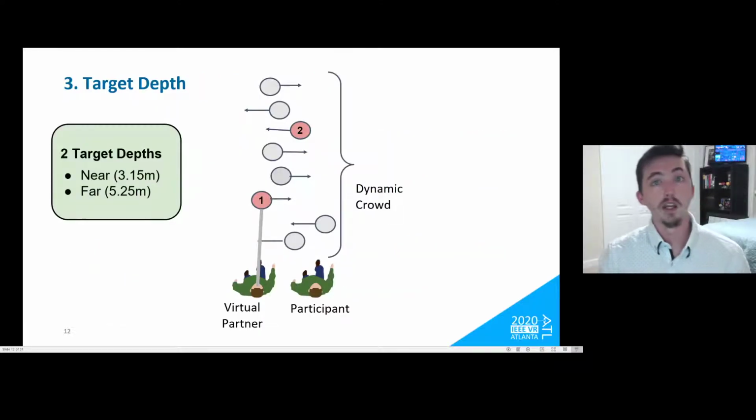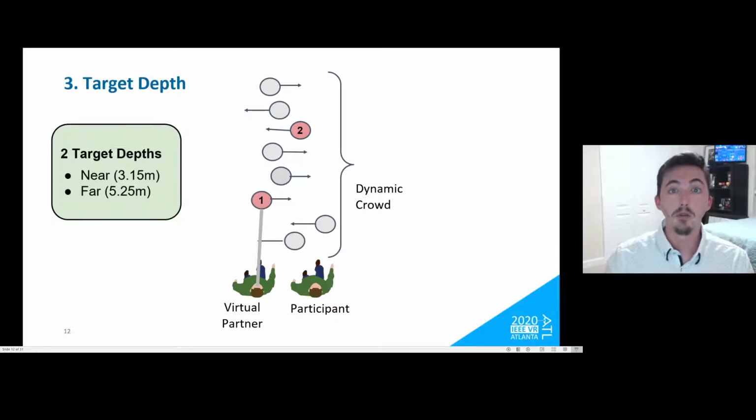Our third independent variable is the target depth. While we do have 8 people in this crowd and they're randomly positioned in every condition, there are only 2 positions in the crowd from which our targets are selected, unbeknownst to our participants. So they can be in either position 1 or 2, as shown in the graphic here, which come out to be 3.15 meters from the partner or 5.25 meters from the partner.